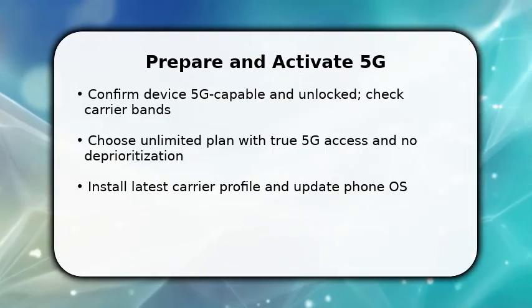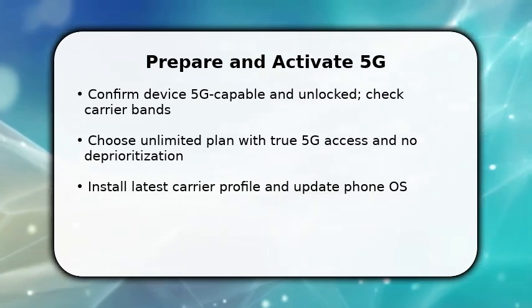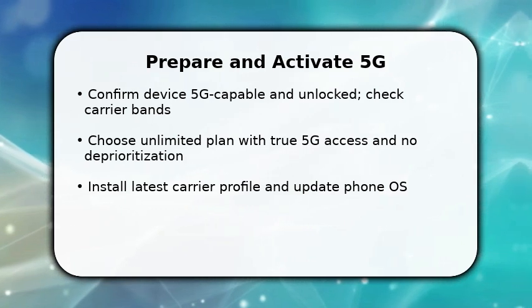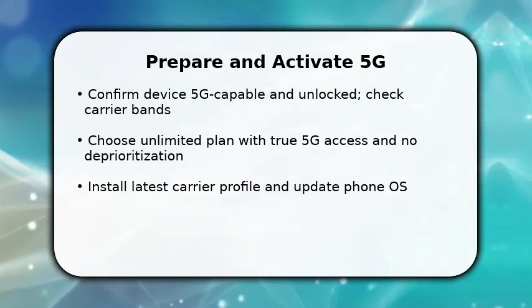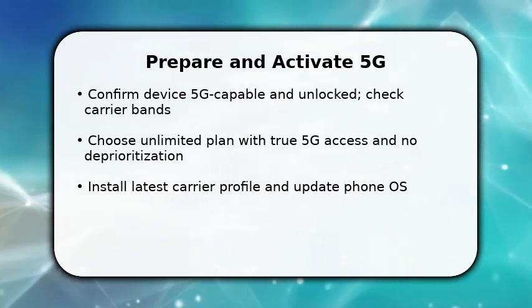You start by confirming your phone and SIM support the carrier's 5G bands. That matters because capped bands limit speeds. Once done, pick an unlimited plan that explicitly allows 5G and avoids deprioritization during congestion.